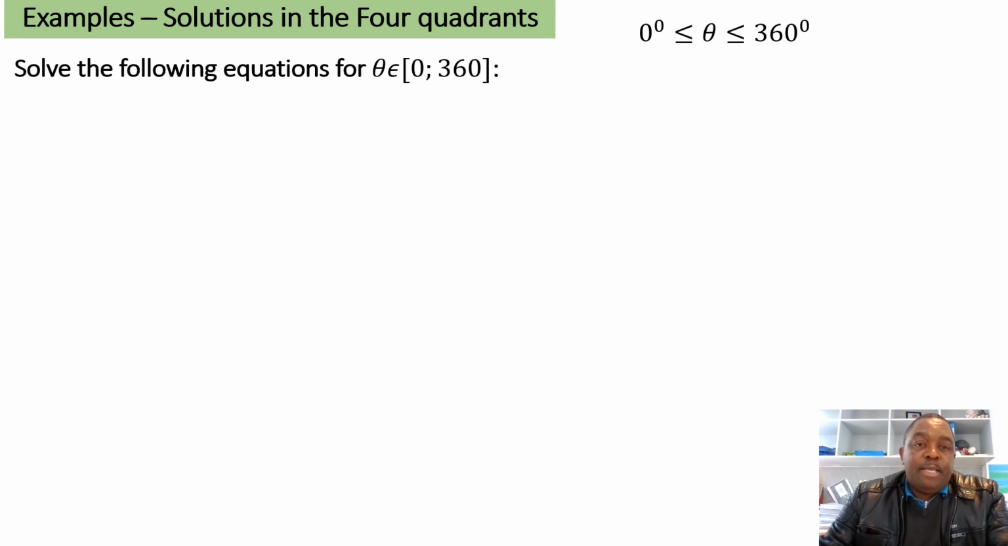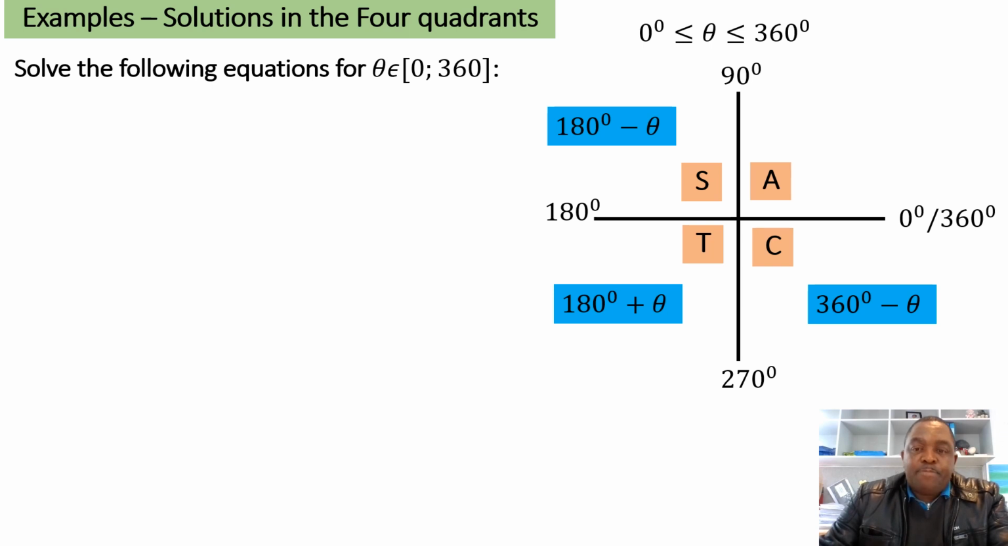Take note. Sometimes you get told how far you need to go in terms of finding solutions. So it can be written in interval notation like that, 0 to 360, or it can be written in set builder notation or inequality notation like that. It's the same thing. Let's bring in that CAS diagram. I want to have it next to us whilst we're busy solving.